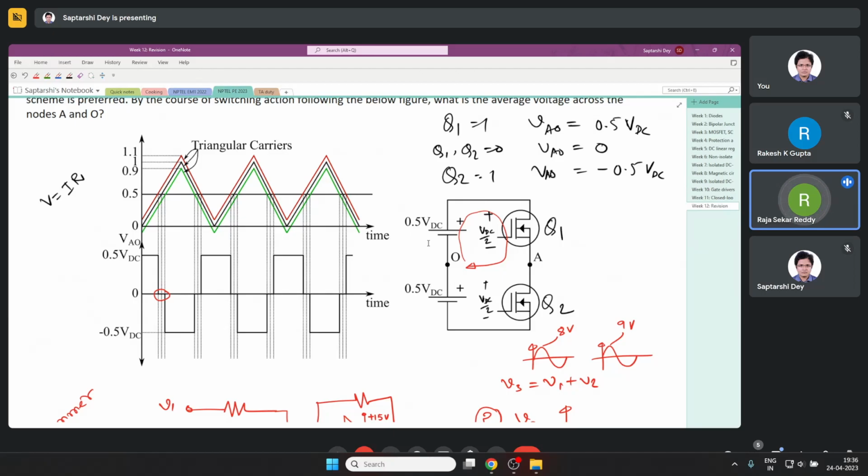With which they will compare, sir, here? This zero 0.5 will be compared with the triangular. When it is within the band, it will stay at 0. When the zero 0.5 is less than triangular, it will go to negative, and greater than triangular, positive. It's not like this; they are directly given to the switch.